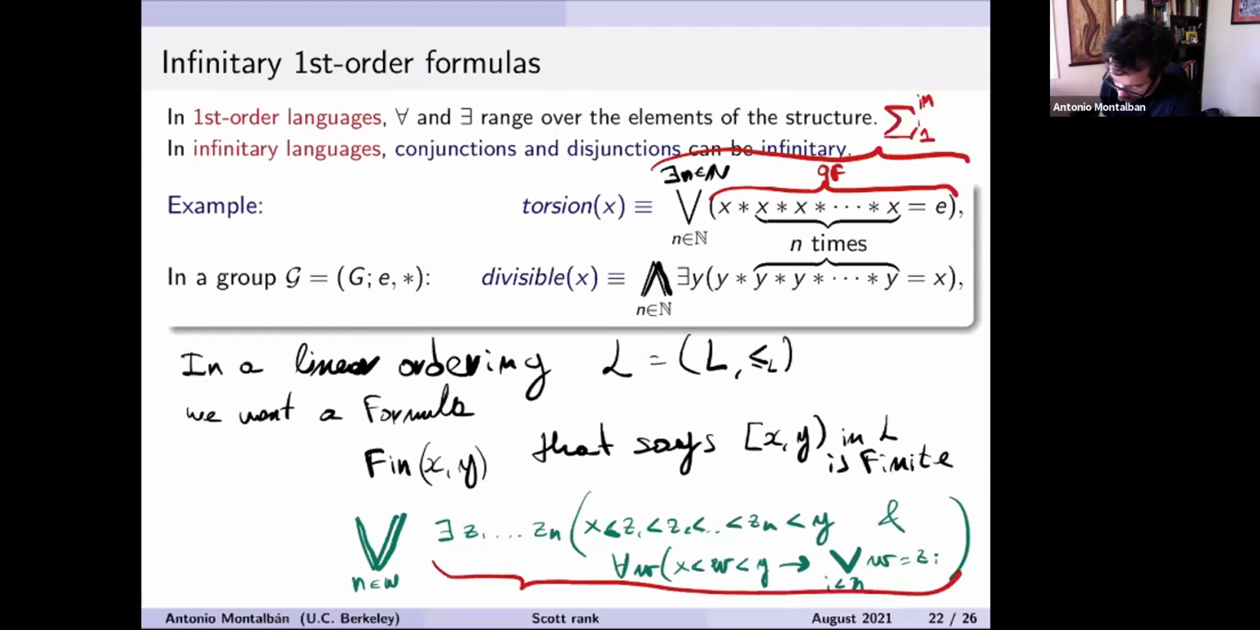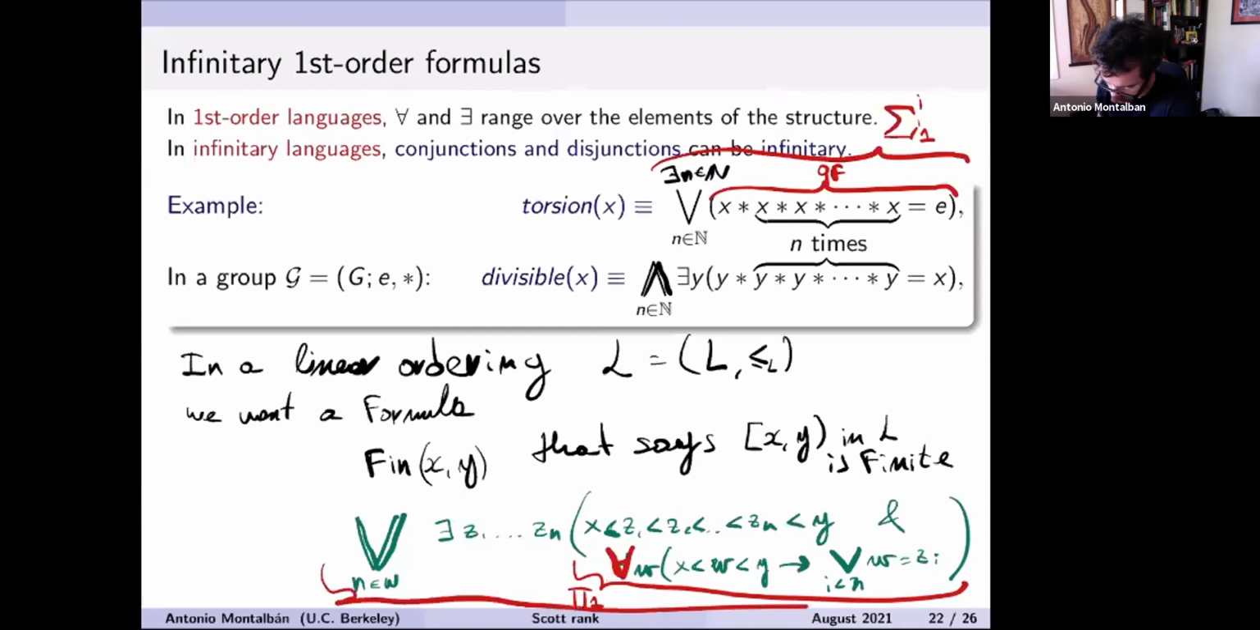This one is not quantifier free. Sorry, I'm getting confused. This one up here has a for all, right? So this is pi 1 because of this for all up here. That makes it a pi 1. And then here we have a disjunction of exists. So the whole thing becomes sigma 2 infinitary.